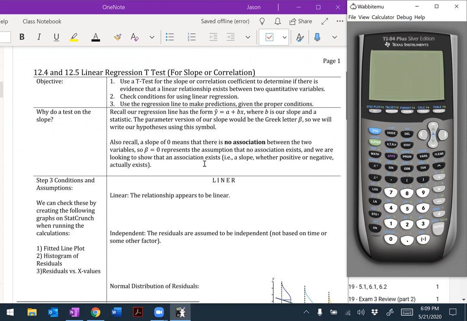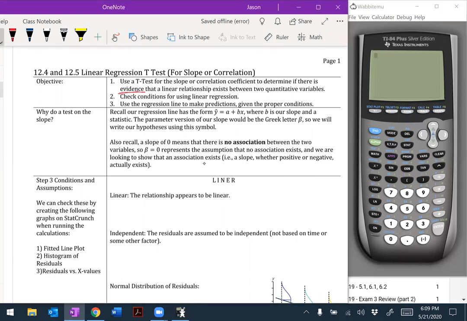Okay, let's move into today's lesson. 12.4, 12.5, linear regression t-test. Use a t-test for the slope and correlation coefficient to determine if there is evidence that a linear relationship exists between two quantitative variables. Okay, must be quantitative. It must be numerical variables. Number 2, check conditions for using linear regression.